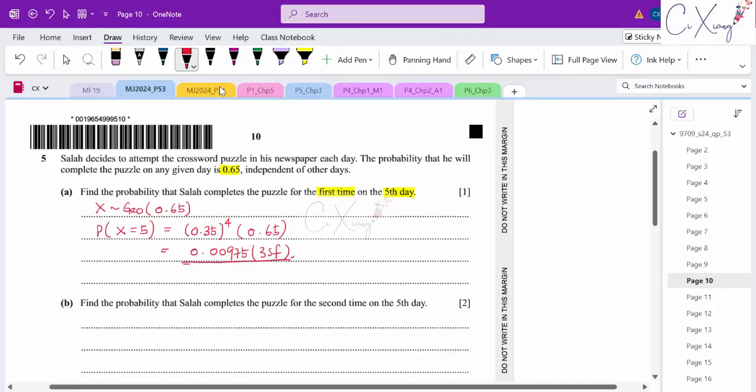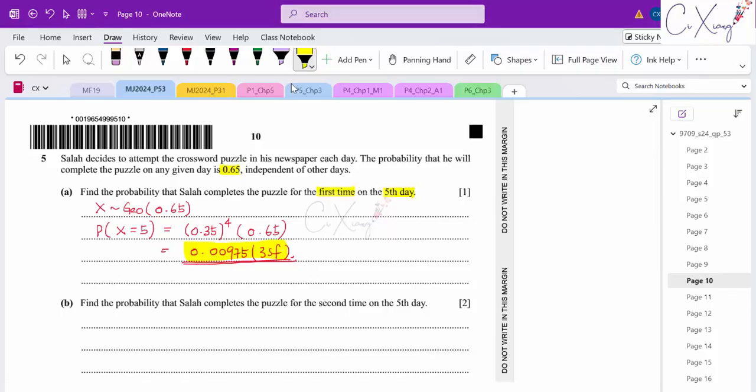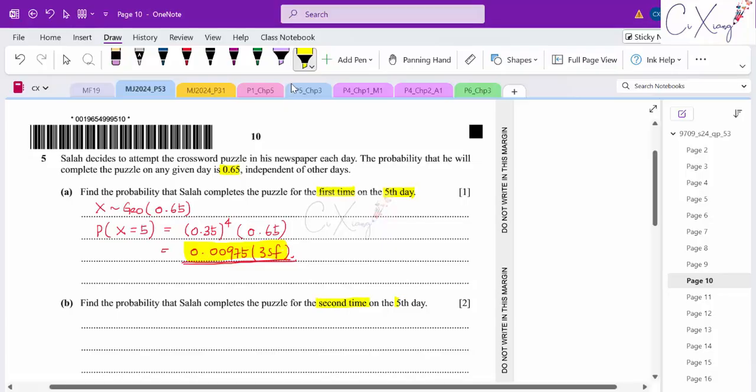Okay, so for this particular question, it belongs to binomial distribution. Geometric distribution. Alright, so let's have a look at part B. Find the probability that Sarah completes the puzzle for the second time on the 5th day. So now, the 5th day is the second success trial.